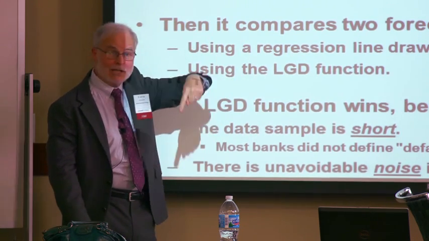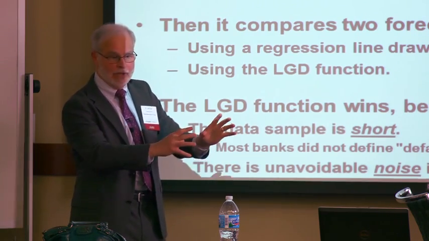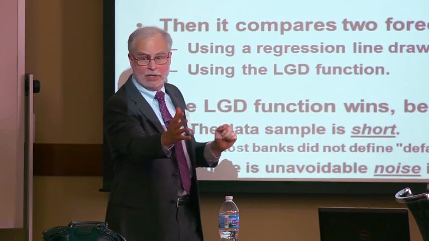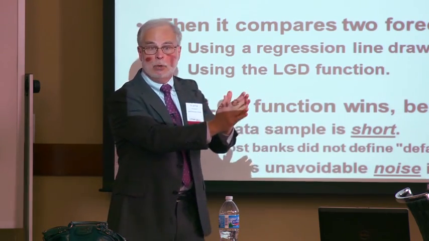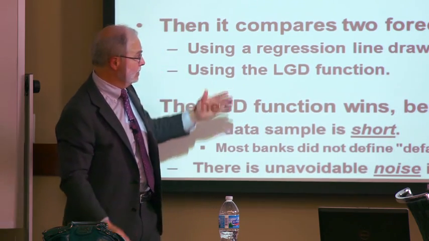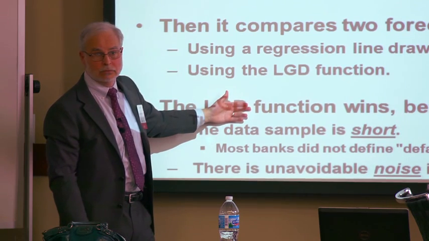And I can tell, because I generate the data, right? I know what the real model is. I simulate some data. I estimate that data with OLS. I fit it to the LGD function. I see which one estimates tail LGD better. That's the contest here. And it turns out the LGD function wins.